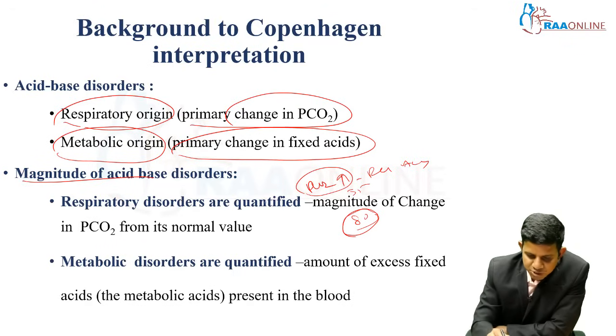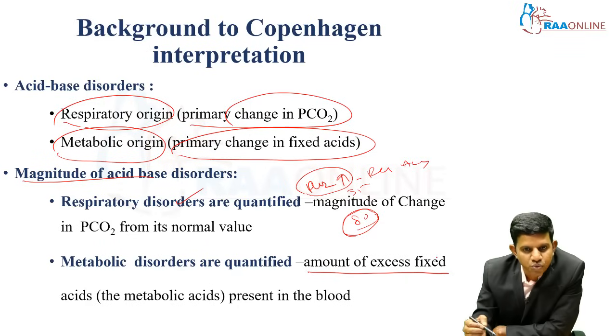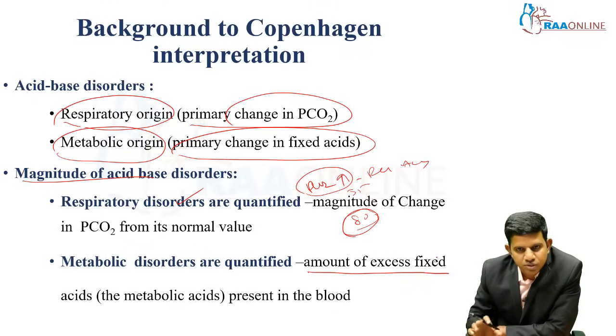It is for the respiratory disorder. What about the metabolic disorders, how are they quantified? The amount of excess acid added to or removed from the blood will give an idea about the magnitude of the metabolic acid-base disorder. Okay. So, it looks very simple.